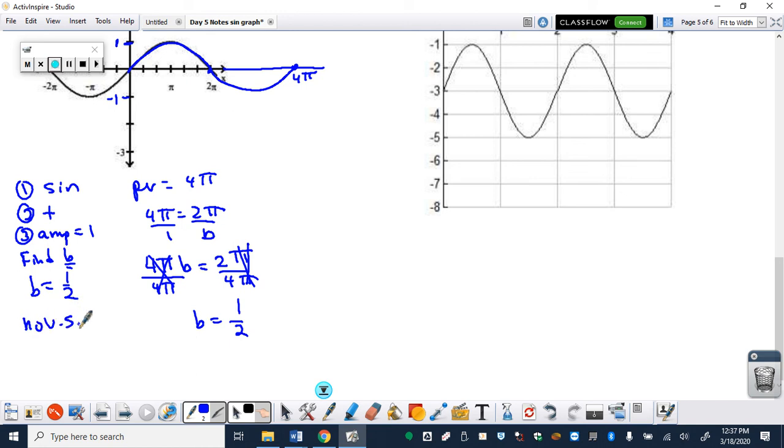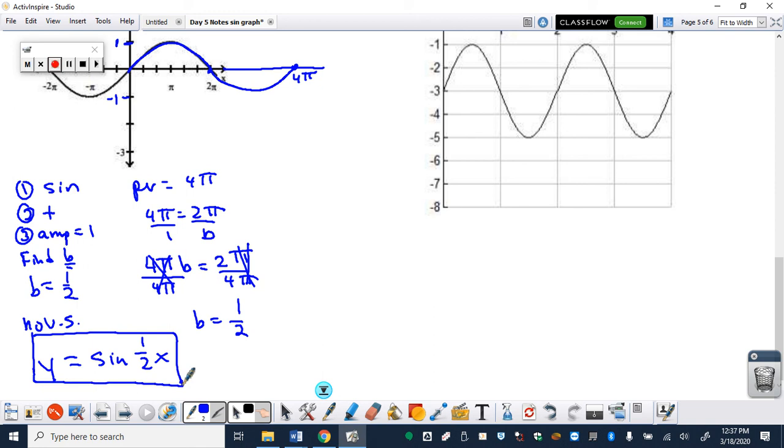So I don't have a plus or minus at the end. So the equation for this graph is y is equal to sine of 1/2 x. That might be a little bit challenging, so if you need to, rewind it and listen to that again.